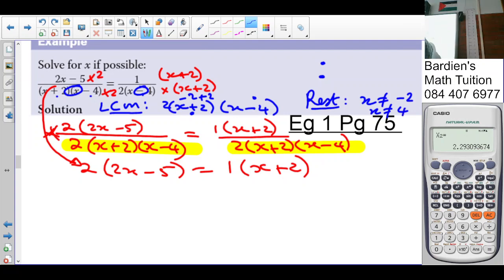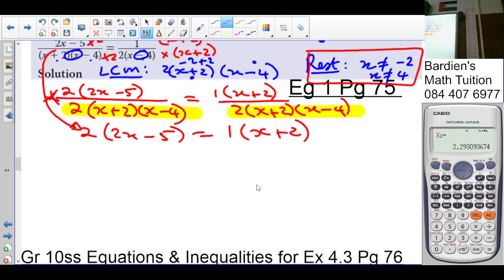So those are the things we're going to write when we do the LCM as well. We say the restriction, or the values for which x can never be equal to. Okay, yes? There's no mark. However, by writing this restriction here, it reminds us of the values for which x can't be equal to. So that's basically like a guide. Okay. So let's carry on.